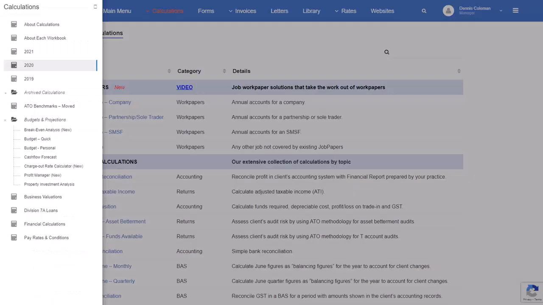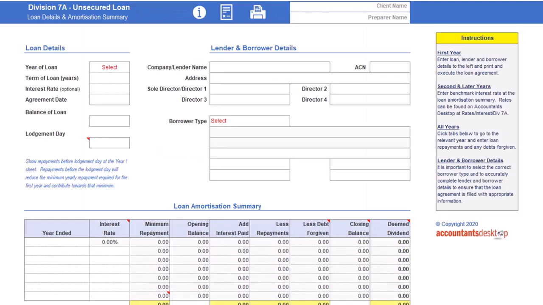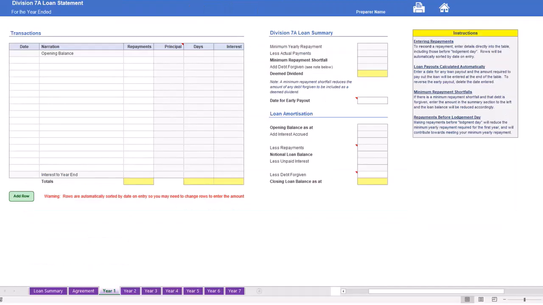On completing these accounts, Jane notices that there is a debit balance loan at the 30th of June, which the client is unable to pay back by lodgement day. Jane goes to Calculations Division 7A Loans to prepare the agreement and manage the loan over its 7-year life, including calculating minimum payments each year, balances outstanding at the end of each year, and deemed dividends where there is a minimum repayment shortfall.